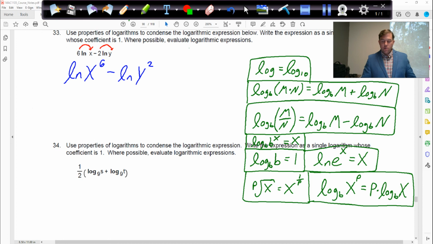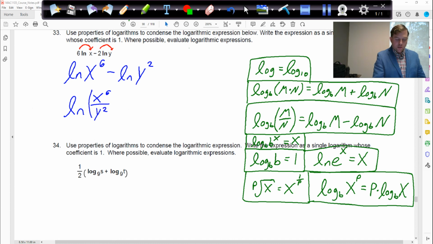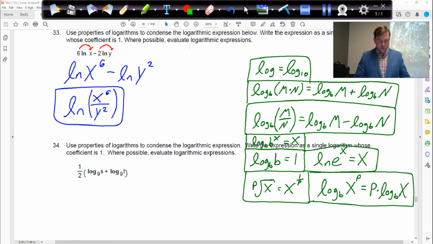So division becomes one log with things being divided becomes those 2 things subtracted. So 2 things subtracted will become division. And the way we do the order is the first thing goes on top, the thing being subtracted goes on the bottom. So this would be the natural log of x to the 6th over y squared. 2 logs become 1.